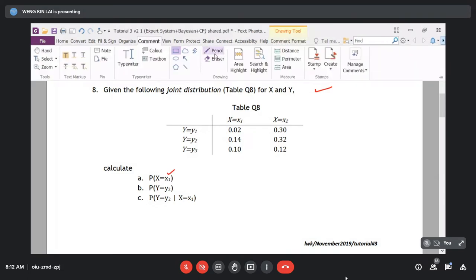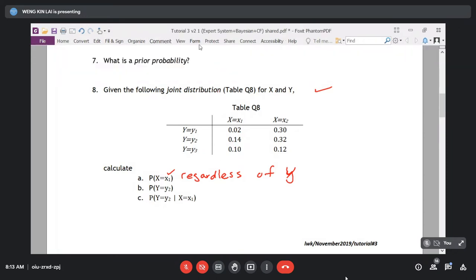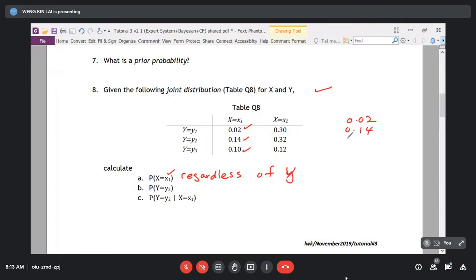Right. So we can see X1. What does it mean when I ask you to calculate the probability of just X1, regardless of what happens to Y? I don't care what Y is. I just want to know the probability of X1. So in that case, clearly, it will be just all the X1s. I don't care whether it's X1 Y1 or X1 Y2 or X1 Y3. So I just calculate that. So what do I get? You just add up everything, and it becomes 0.26. So the answer is 0.26. So this one is more of a column.